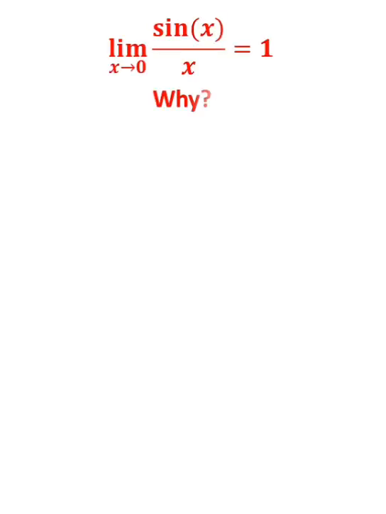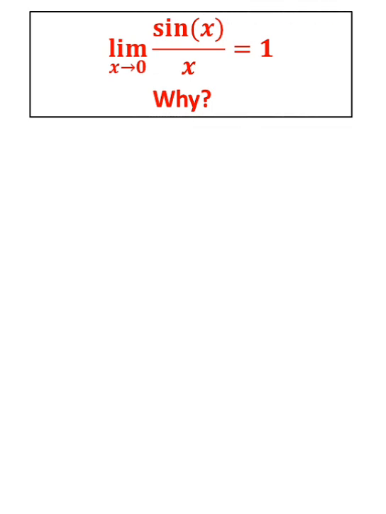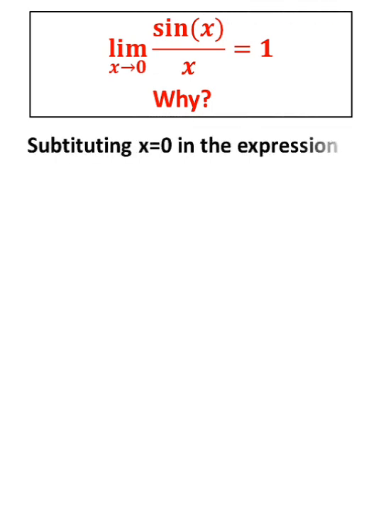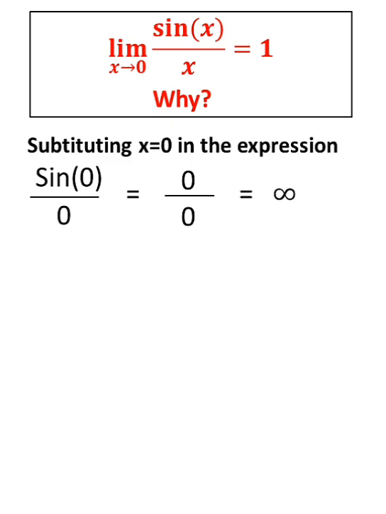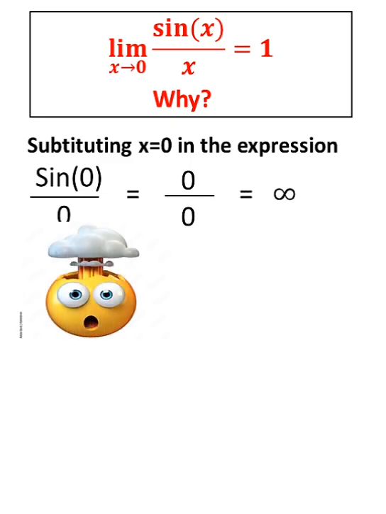Have you ever wondered why the limit as x approaches 0 of sin x over x equals 1? This result is one of the most surprising results in mathematics, as substituting 0 directly in the expression results in sine of 0 over 0, which is equal to 0 over 0, which is undefined. So, it is mind-blowing to find out that the limit is actually defined, and the result is actually 1.